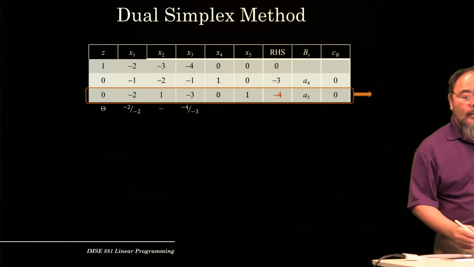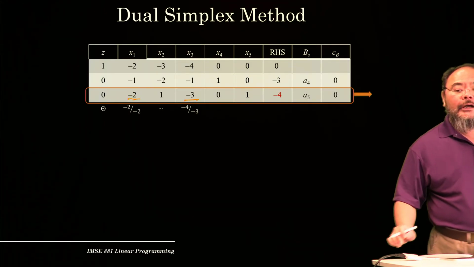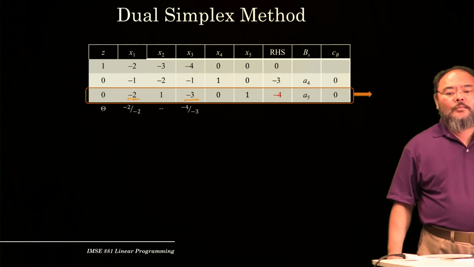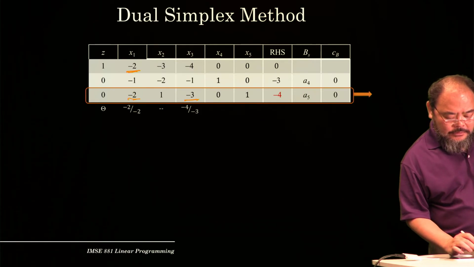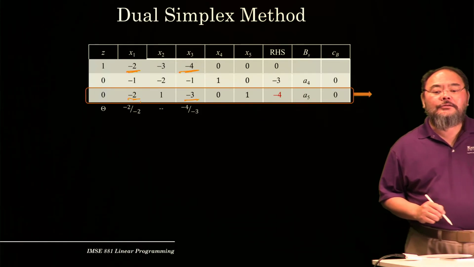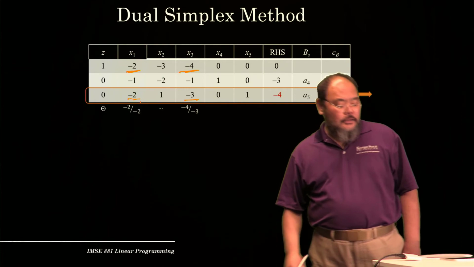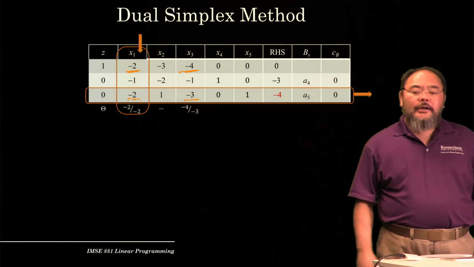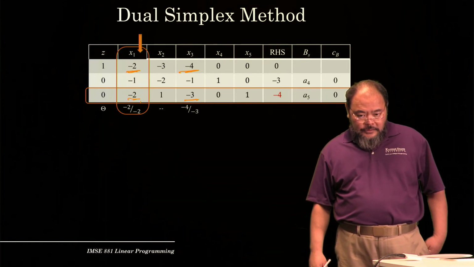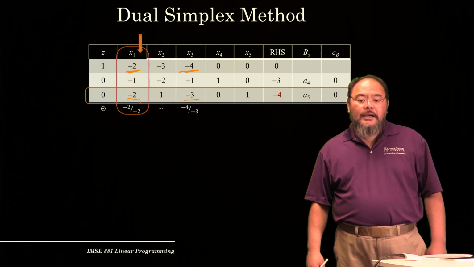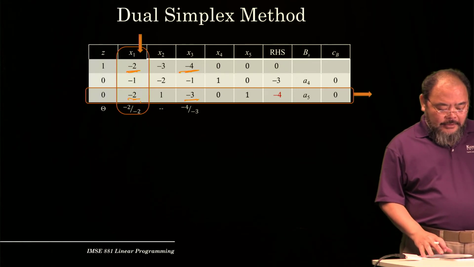Then we look at only the negative entries right here, -2 and -3. Using row 0, Zj minus Cj, divided by these elements, it's -2 divided by -2, and -4 divided by -3. We choose the minimum one, because negative divided by negative will be positive, so we're still choosing the smallest one. That means x1 is entering and x5 is leaving the basis.